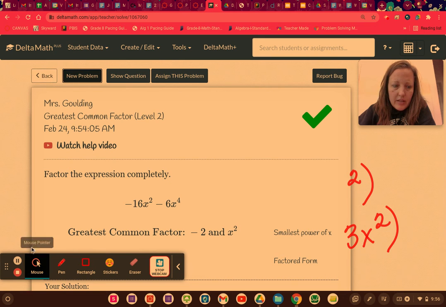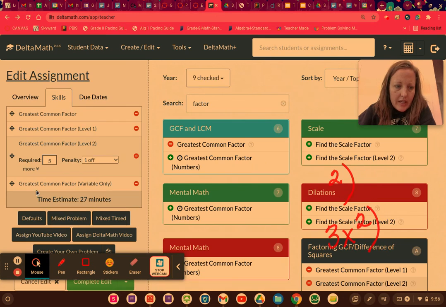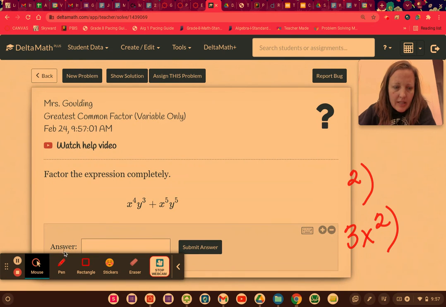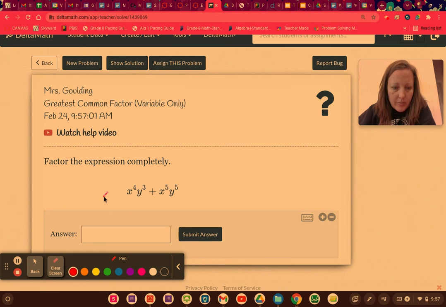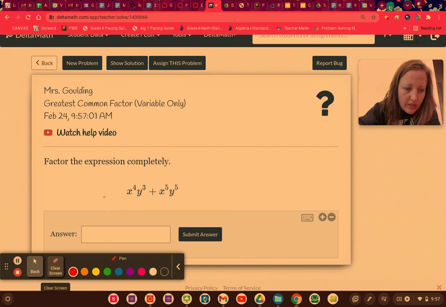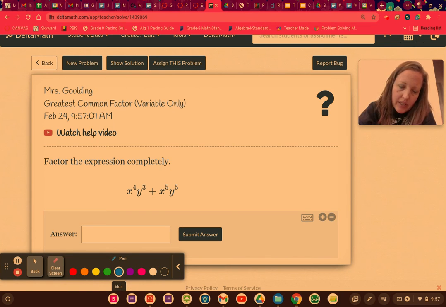Okay, let's go here. I'm going to go back, and I'm going to hit this last section. The difference in this section from the others is there are no coefficients. There's just variables. So I don't know if that's harder or easier. I think it's probably easier. I cleared my screen. I want to get a pen. Let's change the color. Okay. So again, you're looking, they both have an x and they both have a y, right? But then look for the smallest exponent that they both share. So of the x's, the smallest exponent would be 4, right?